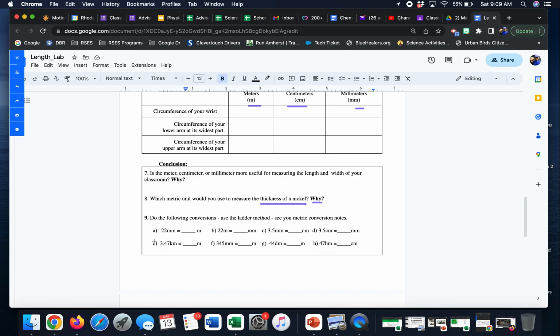And then you got a few more conversion problems just to make sure you're good on these, because we will have a quiz eventually. I would strongly recommend pulling up the metric ladder while you do these. That's in your Google Classroom. Other than that, you should be good.